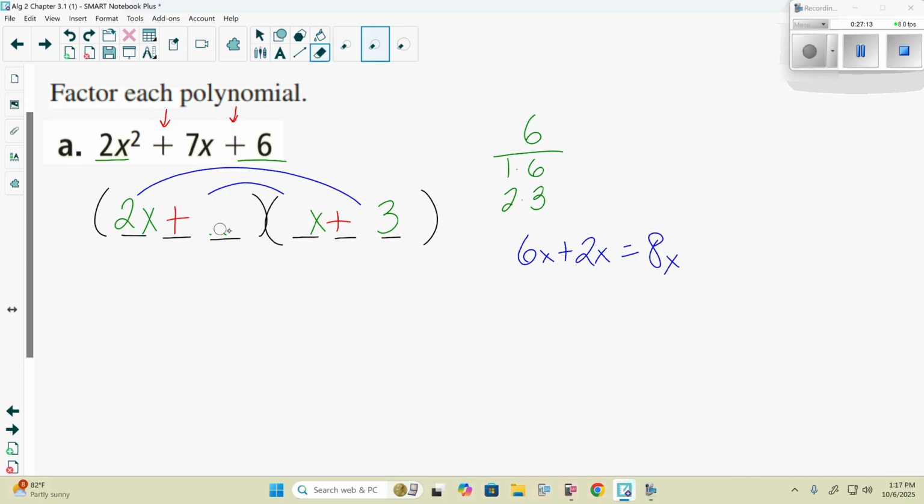Now this is helpful because, well, what about this? Does this setup work? No, 2x and 6 have a greatest common factor of 2, yes? I don't even have to check this. I know this doesn't work. Because if we did, we'd get 2x plus 6x, which is 8x. Doesn't work.